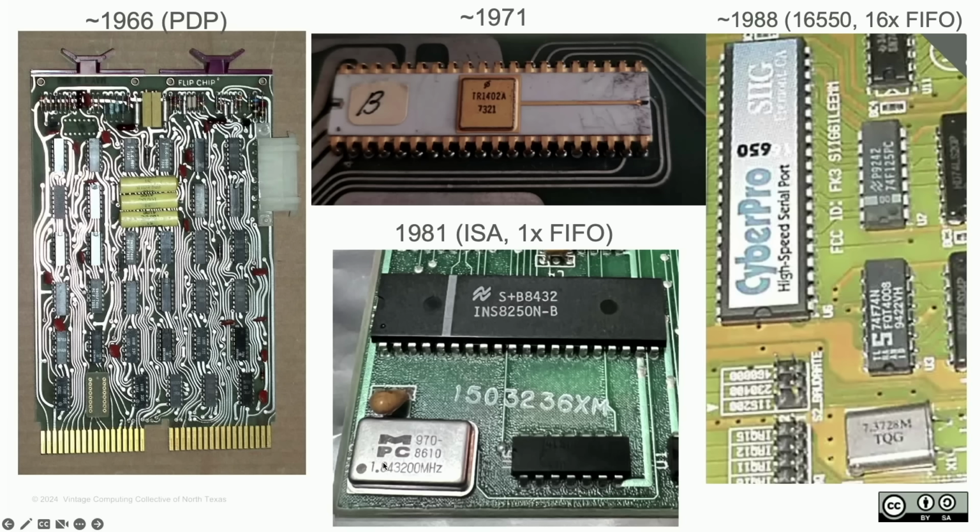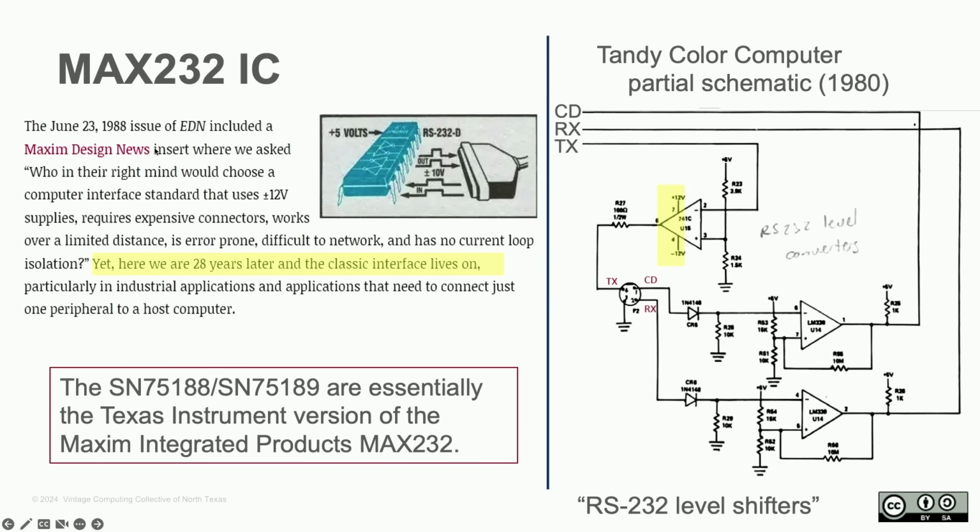The standard one was clocked at 1.84. I found another UART. It was for the S-100. It was half of that. It was a 0.9 clock rate. So that was interesting. Now in the late 80s, this chip came out, and that really helped.